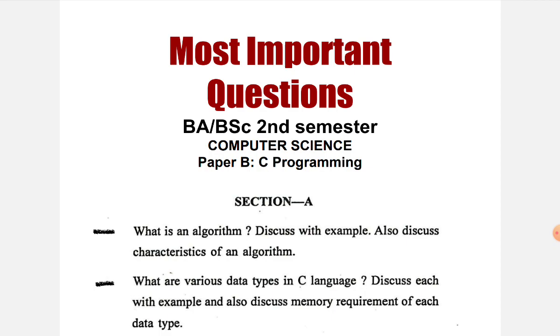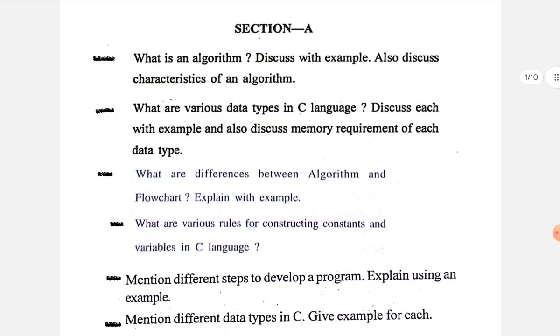Now, the C programming paper is of 30 marks and is divided into 5 sections: A, B, C, D and E. For C programming, there were slightly fewer questions and fewer question papers available, I would say. So we have still managed to give you the most important questions for it.